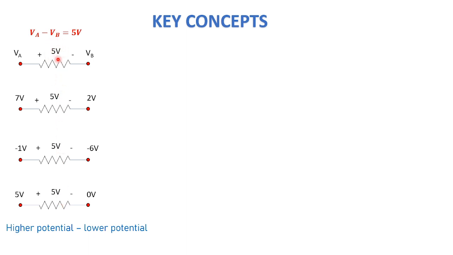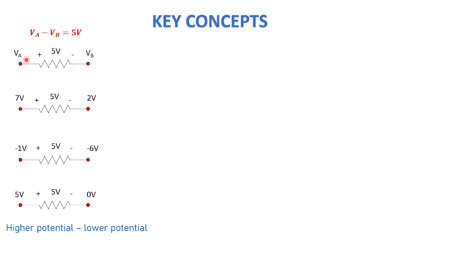Now, as you can see, there are four different scenarios, and in all four scenarios, the potential difference that is coming out here is equal to 5 volts only. Sometimes there is a confusion while solving circuits in these kinds of situations. So, let me explain this. Always use higher potential minus lower potential.